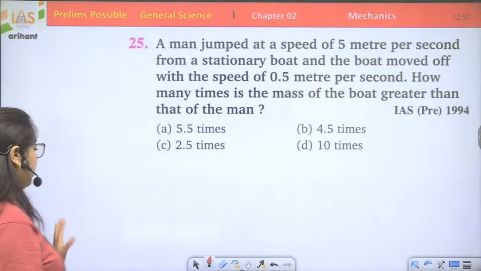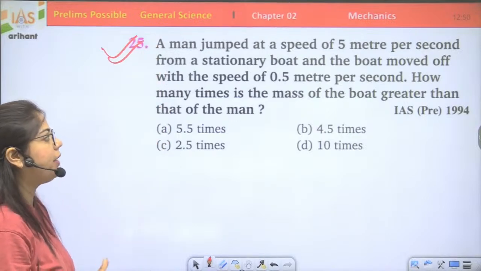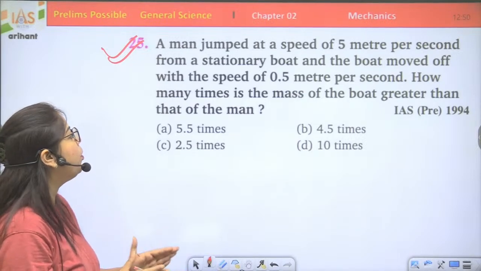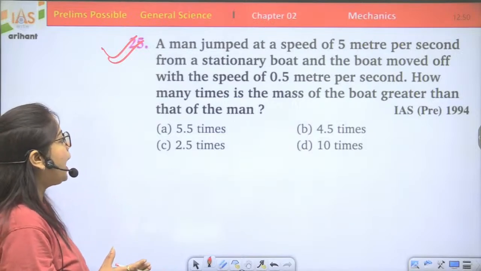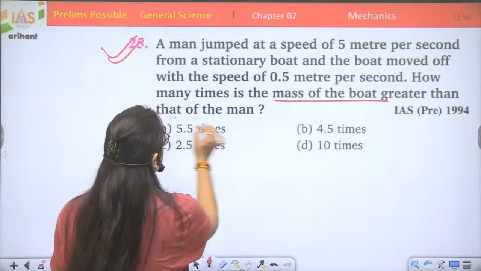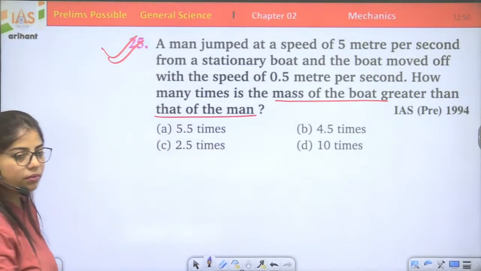Now, next question 25. A man jumped at a speed of 5 meters per second from a stationary boat and the boat moved off with the speed of 0.5 meters per second. How many times is the mass of the boat greater than that of the man? Now, let's discuss this question.